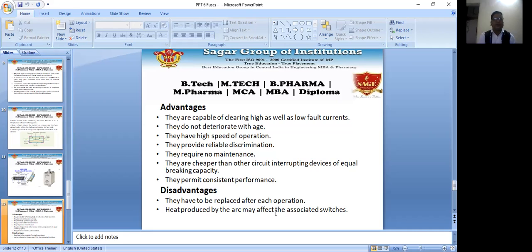Disadvantages: they have to be replaced after each operation. Heat produced by the arc may affect the associated switch.